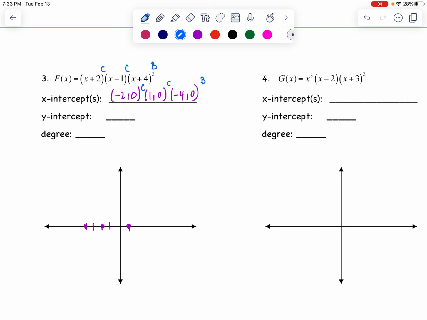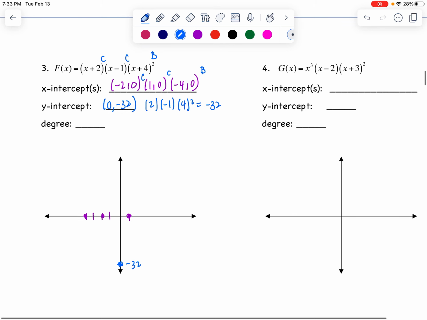We can go ahead and find the y-intercept, right? Just plugging in 0 for x. So we get -32, that is 0, -32. Let's say that's where we are at. And it looks like we are degree 4, which is even. Our function is positive, so our ending arrow behavior is going upward.